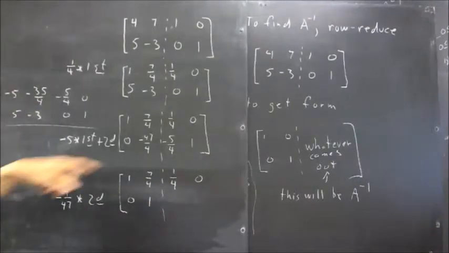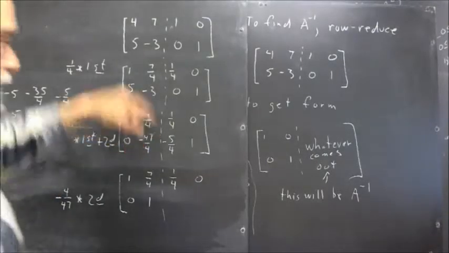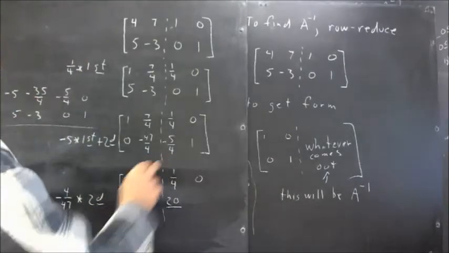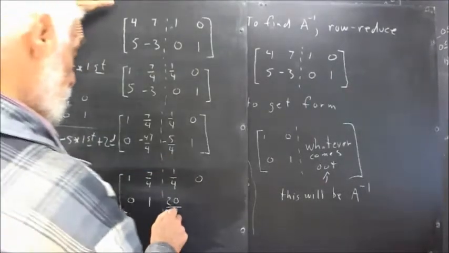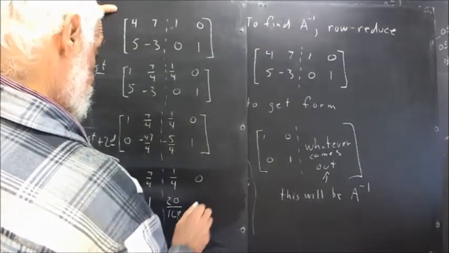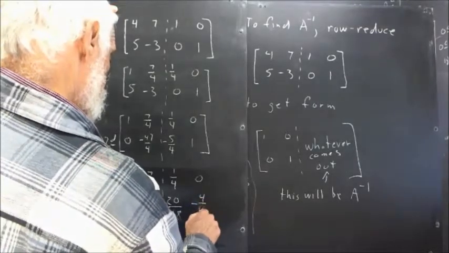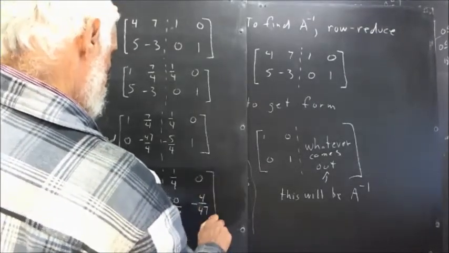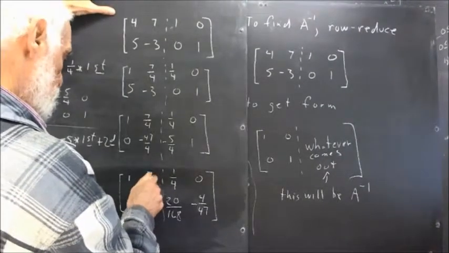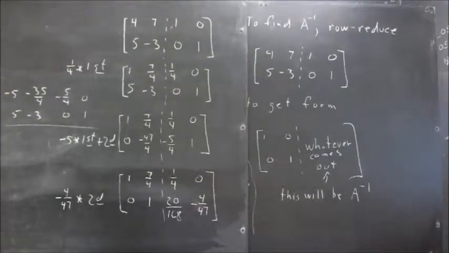And -4/47 times -5/4, 4 times 5 is 20. And 47 times 4 is 168. Check my arithmetic. And here we're going to have a -4/47. Okay, now that 7/4 doesn't look very good, but it's the same as it was up here, so we can leave it. And now what?